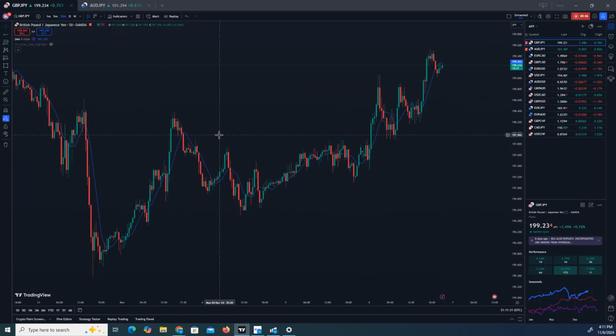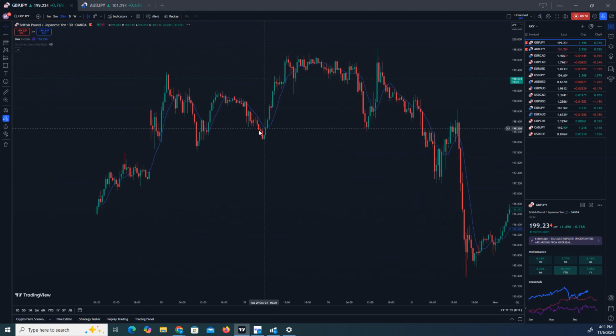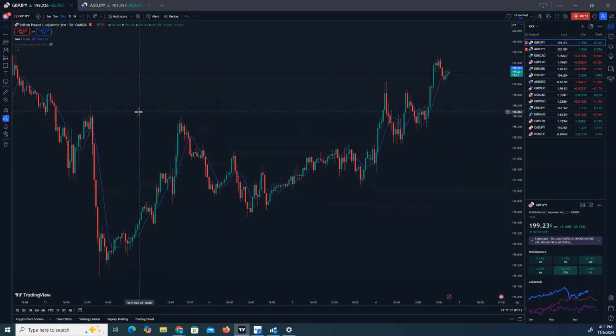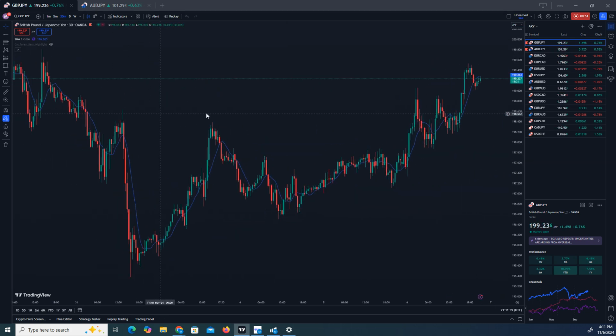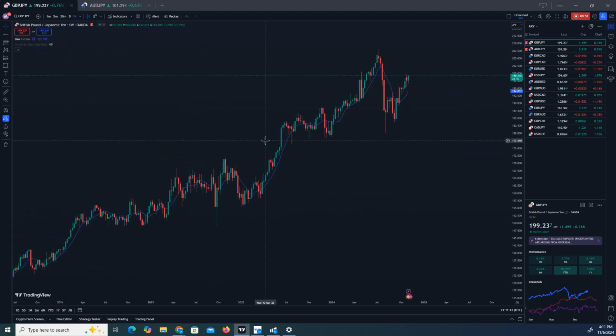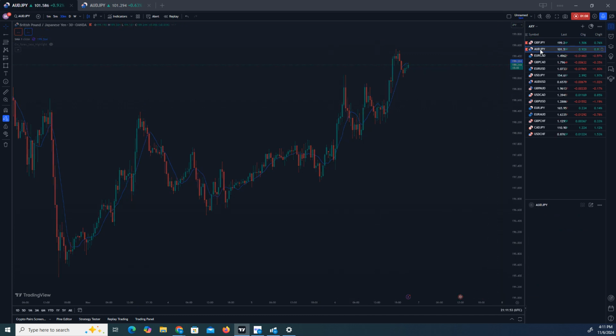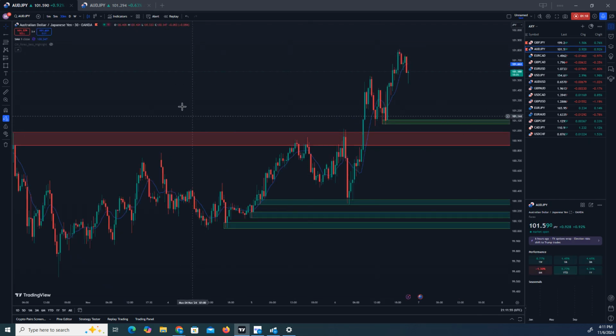I am not seeing any zone here in the GBP Japanese yen. Basically, this market is currently in a range or in the intraday trade. So there's nothing here. So let's go over to the AUD Japanese yen.